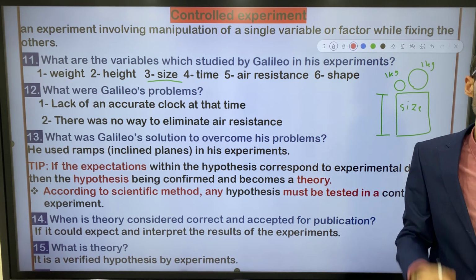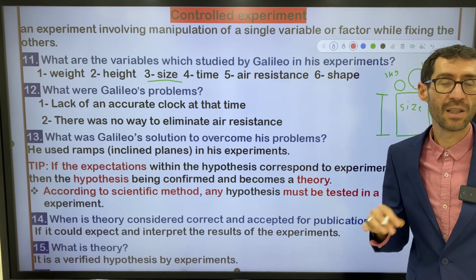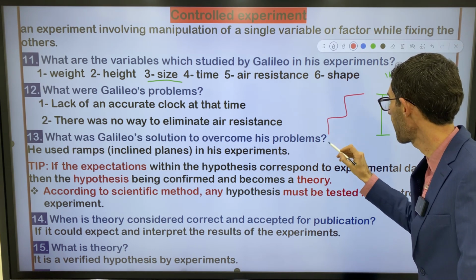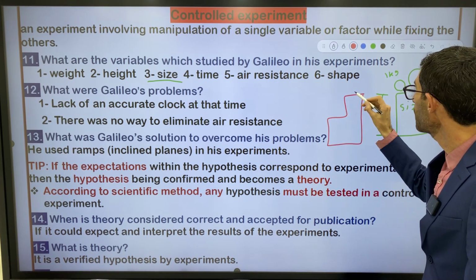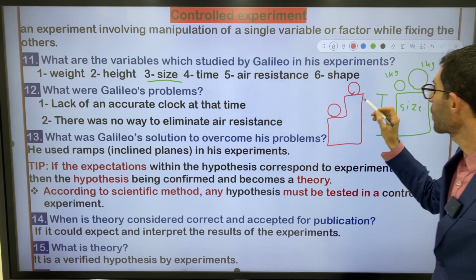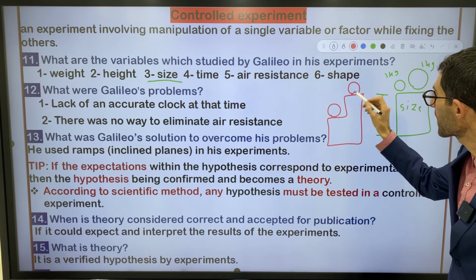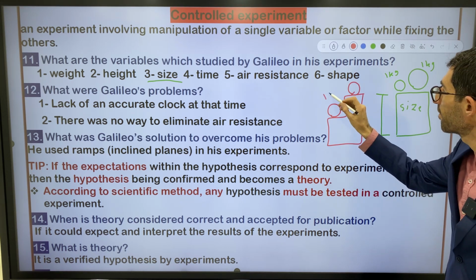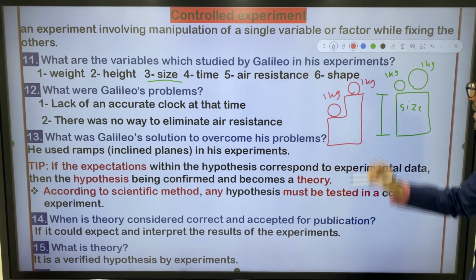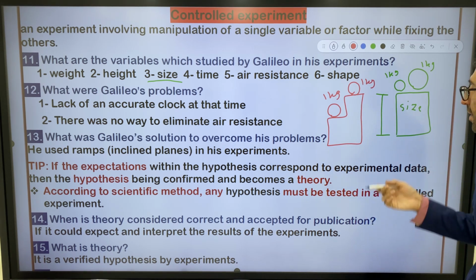Let me draw another controlled experiment for you, and I want you to guess the factor. Which factor does the controlled experiment focus on? Let me draw it for you. Right? This is another experiment. They have the same size. They are 1 kilogram. They have the same mass, identical mass, right? So I'm sure you know the answer.